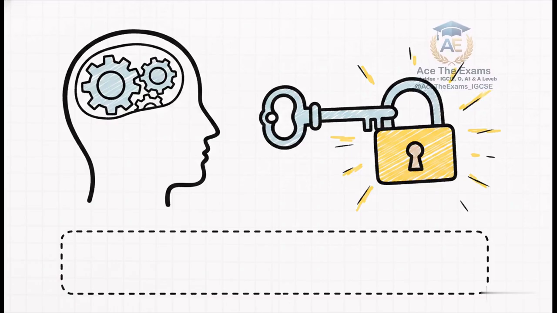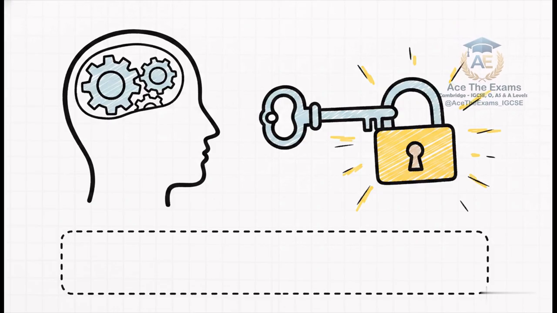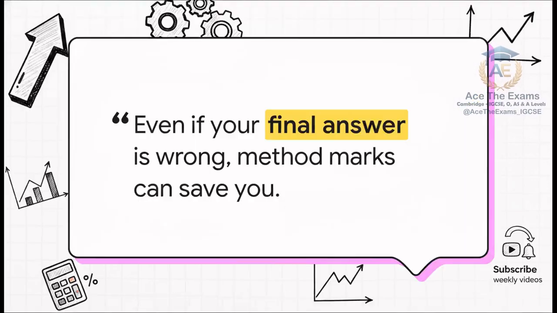The whole goal here is to have a deeply ingrained mental trigger so that the very moment you see a terrifying complex straight line question, you don't panic, you just take a breath, run the sequence, apply the system, and hack the question. And this brings us to our absolute final, most critical reminder. Even if your final answer is totally wrong, method marks can save you. Show your working. Be systematic.